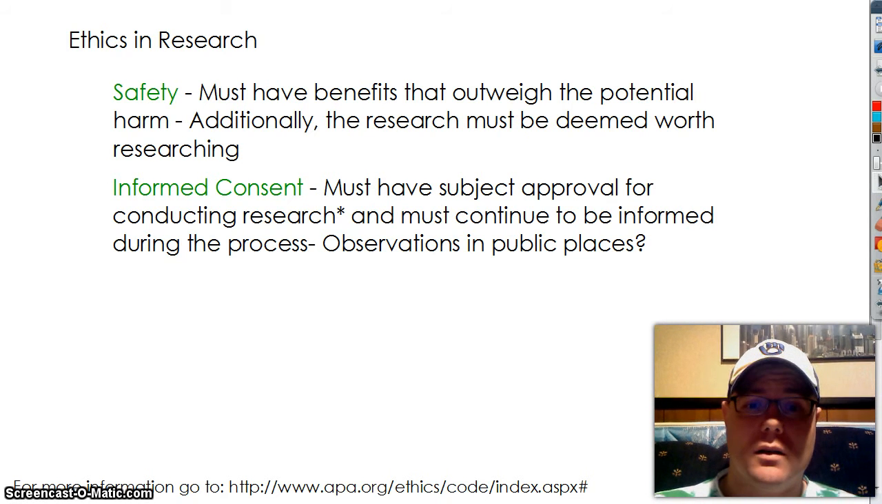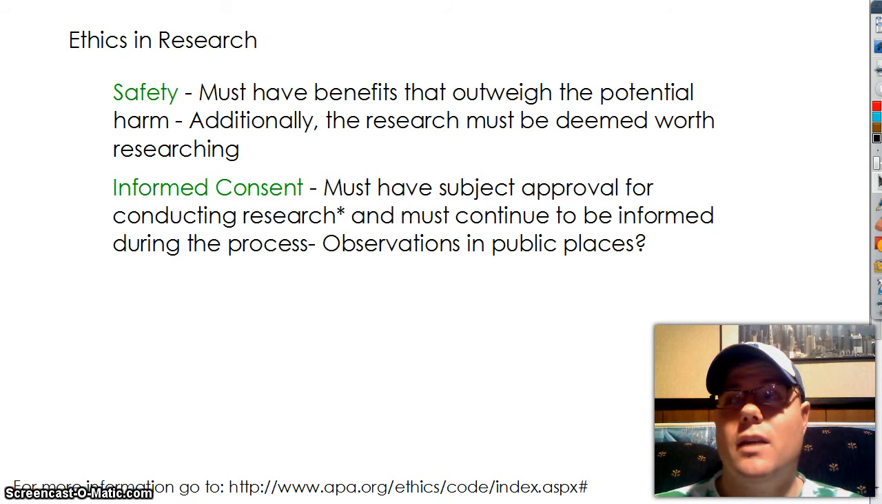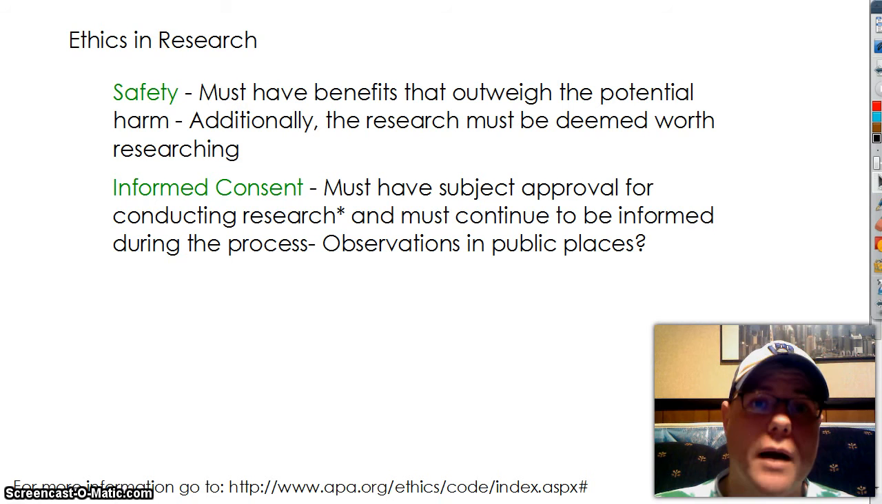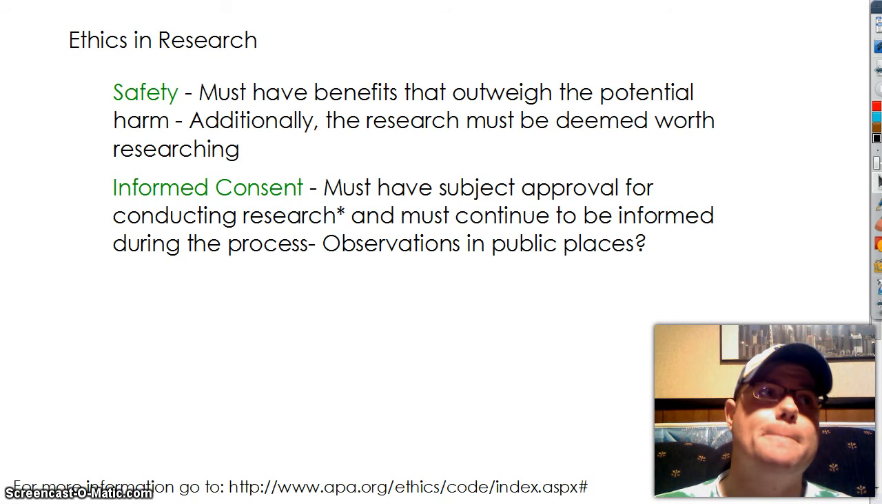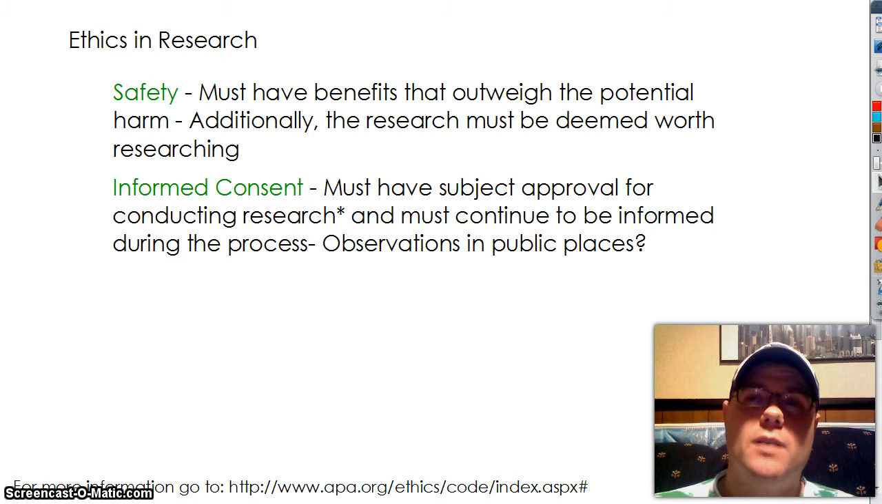The asterisk is there because, as far as observations in public places, can you get informed consent? Probably not. But you are also in a public place. And public places are public, and if you're doing just an observation, which we'll talk about in just a little bit, it's probably okay to just do your observation and say these are the behavior patterns of people at a specific location.